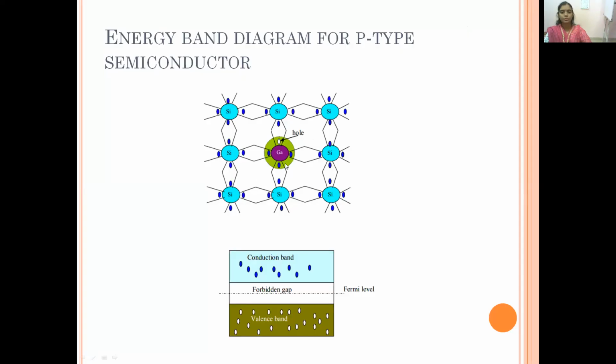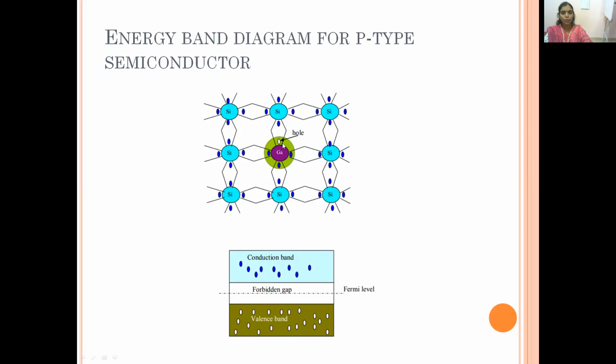See here in the diagram, to understand the formation of p-type semiconductor, consider a pure silicon crystal with impurity gallium added to it. We know that silicon has 4 valence electrons and gallium has 3 valence electrons. When gallium is added as an impurity to silicon, its 3 valence electrons form covalent bonds with silicon.